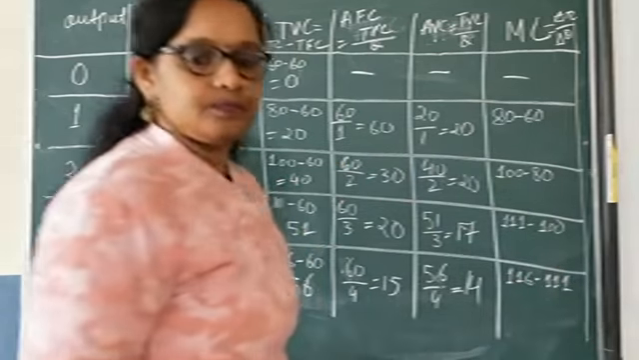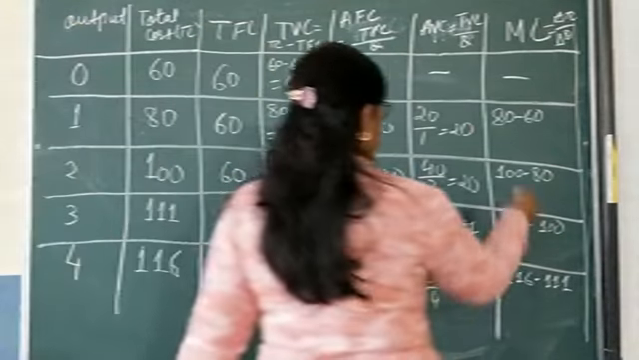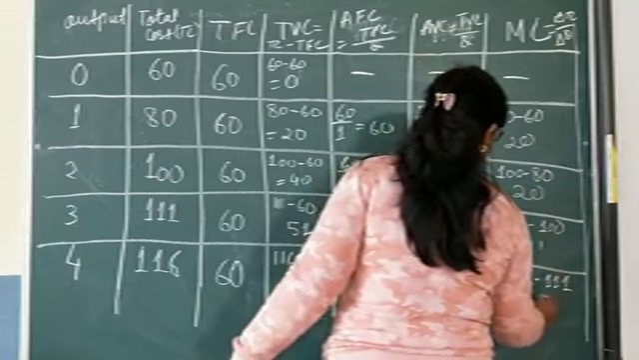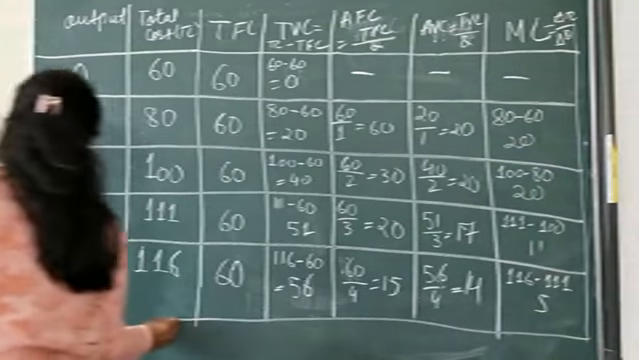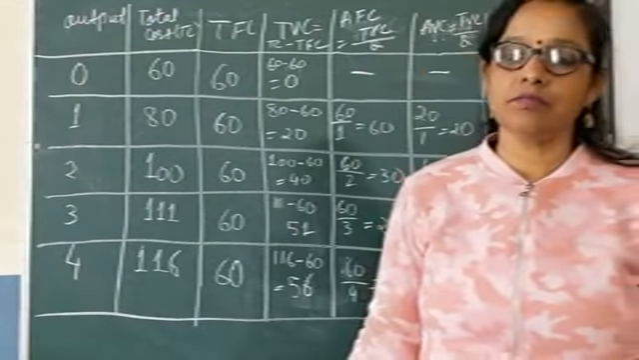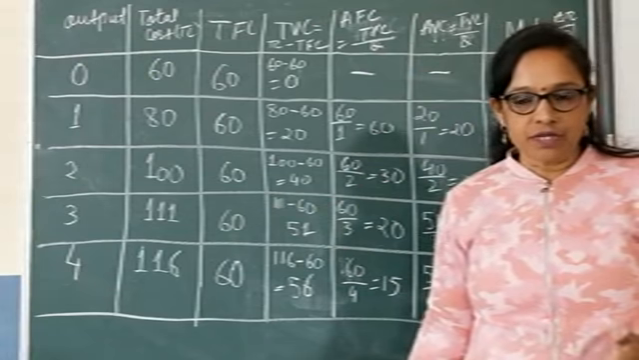Is it clear? Now, what will be the answer? 20, 20, 11, 5. Here will be 20. Here also 20. There will be 11. There will be 5. This is how we will solve the questions based on the cost concept. Is it clear to all of you?